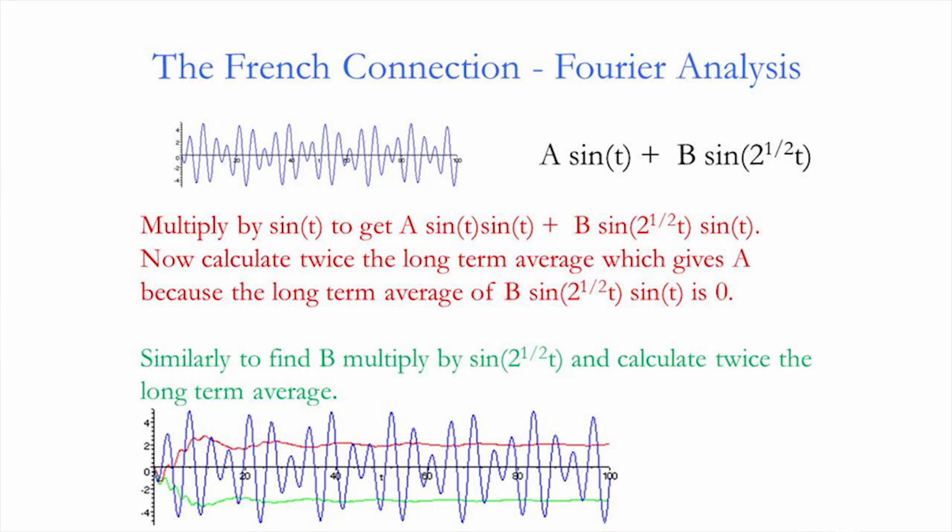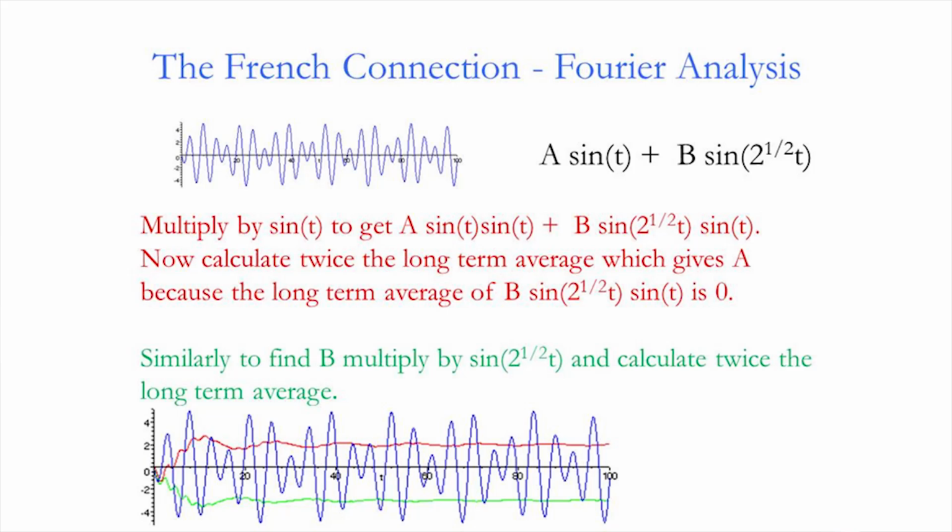The intermediary step I haven't written down is that this can be written as the sum of 2 trigonometric terms, and the average of a trigonometric term is 0. So doing this multiplication, calculating the long-term average, gives you what A is. Similarly, you just do it the other way round to find B.